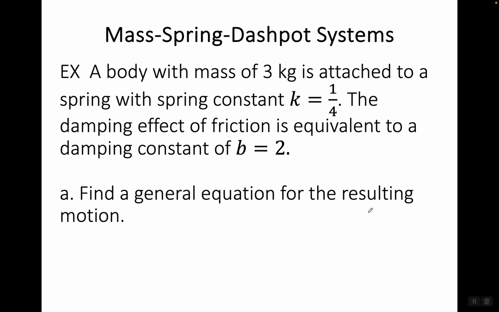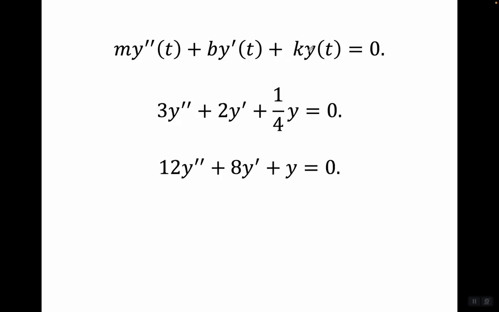Different problem. A body with mass of 3 kilograms is attached to a spring with spring constant k equals 1/4. The damping effect of friction, that's why this is a Mass-Spring-Dashpot problem. We've got some friction, we've got some damping. Damping effect of friction is equivalent to a damping constant of b equals 2. Find a general equation for the resulting motion.